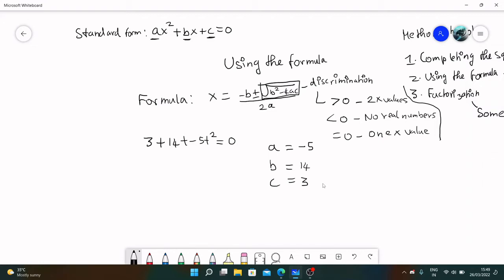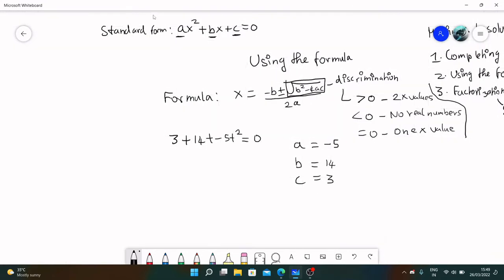Now that we have these values, we need to arrange them in this order. Our at squared comes first, that's minus 5t squared. So minus 5t squared plus 14t plus 3 equals 0. Right? It's in standard form now.